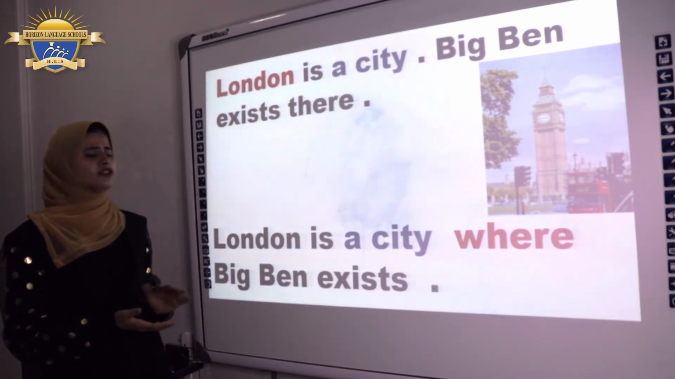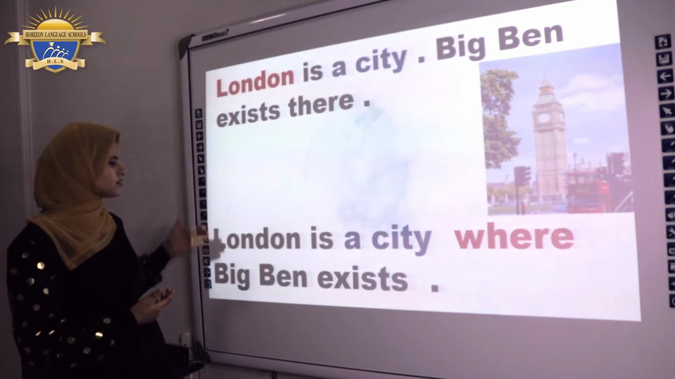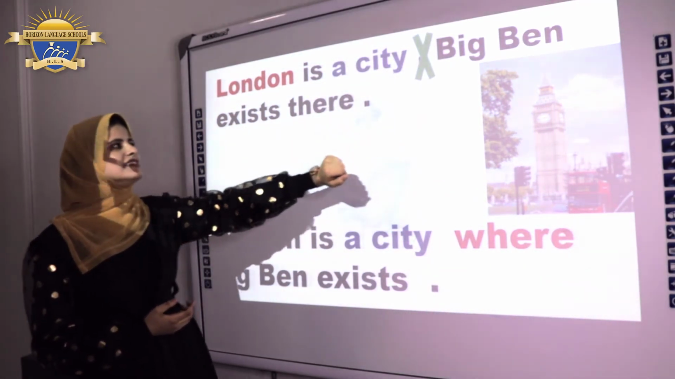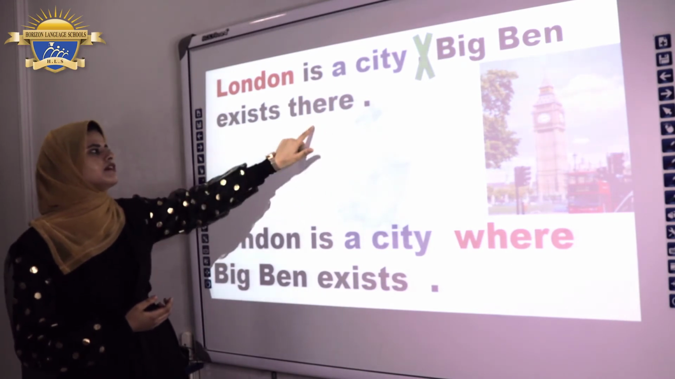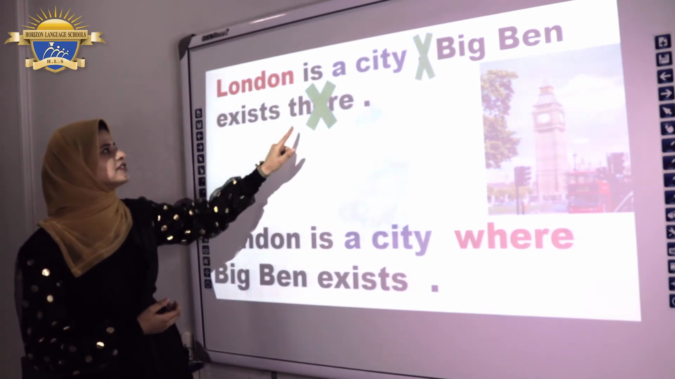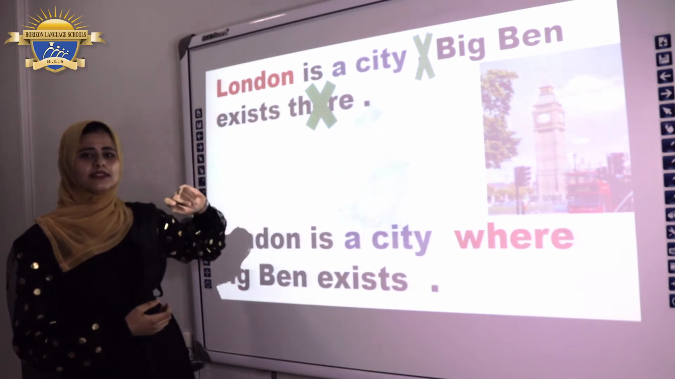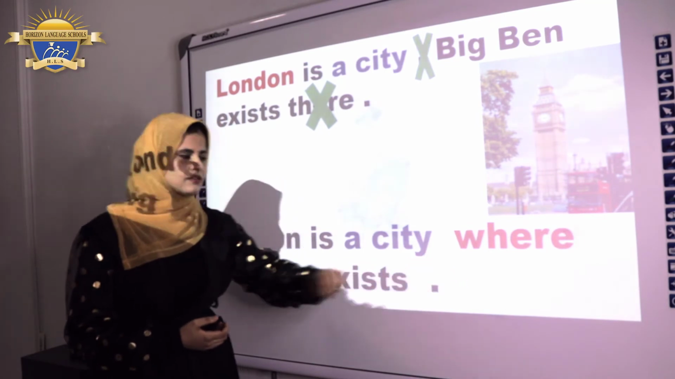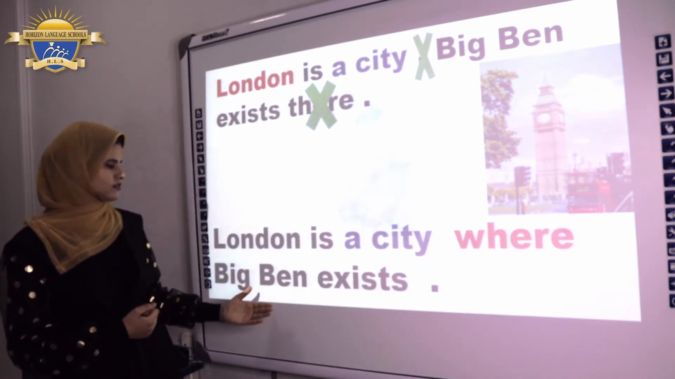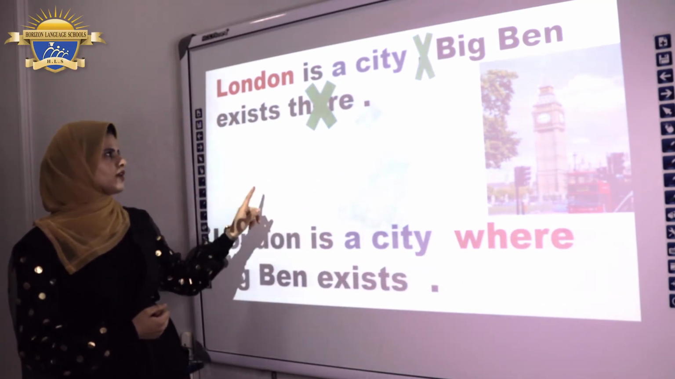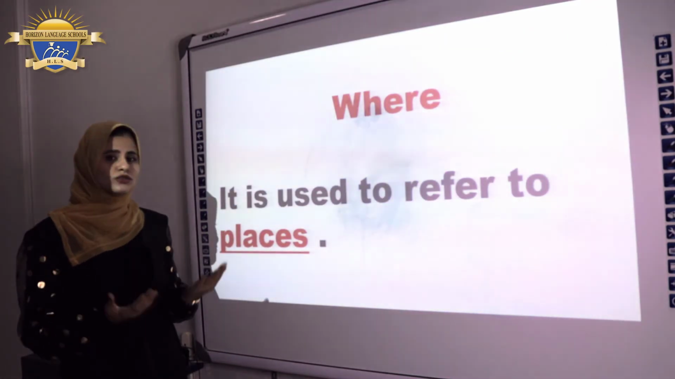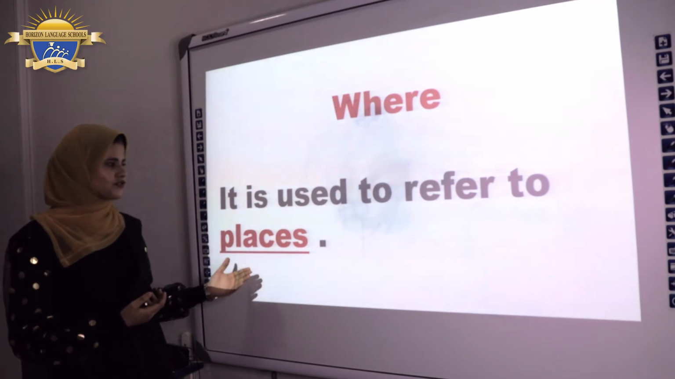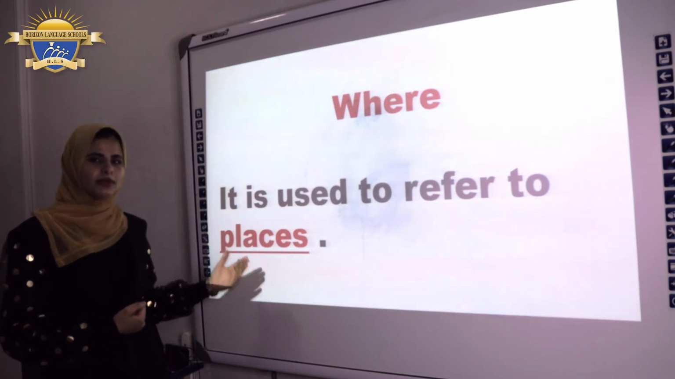Okay, what have we done here? We put the first sentence, London is a city. Then we deleted the full stop and deleted what? Deleted there. Why? Because there it refers to London, the city. It's a place. So we put where instead. Then the second sentence. Big Ben exists. Okay? To conclude, where? It's used to refer to places.